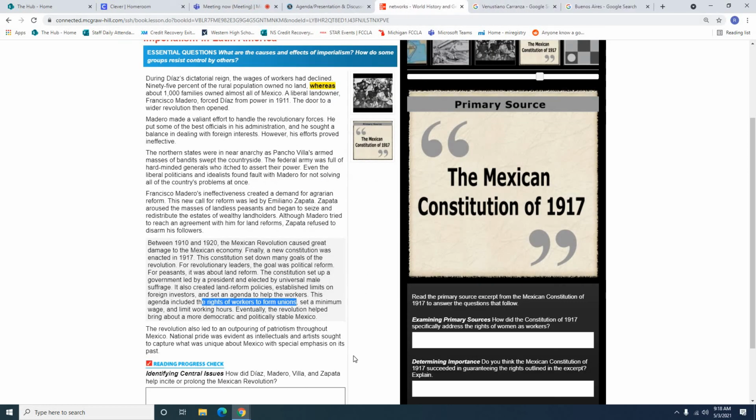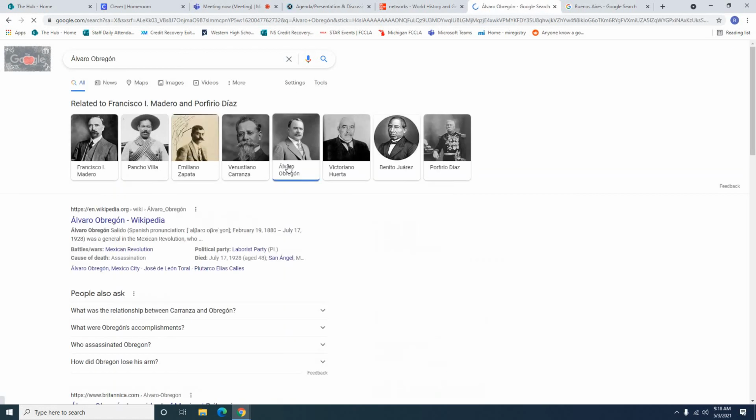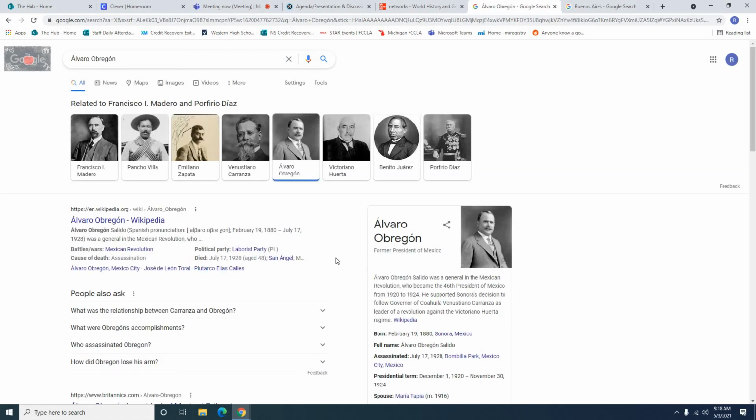But despite Carranza being able to successfully put forward some of these ideas here, he too will become ousted. He's going to be assassinated. You're going to see a common theme here, right? By this guy. He's a general of Carranza's, and as a general, he feels as though he can't rise any further.